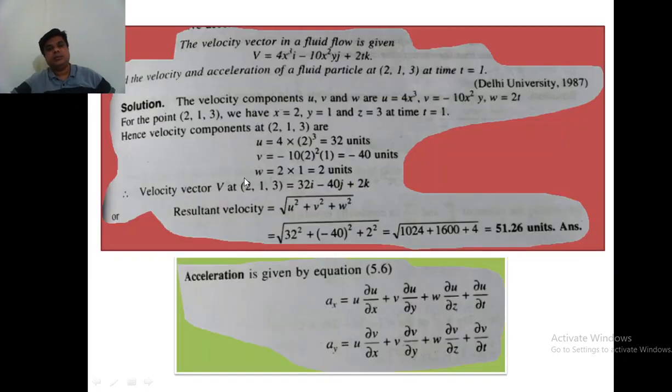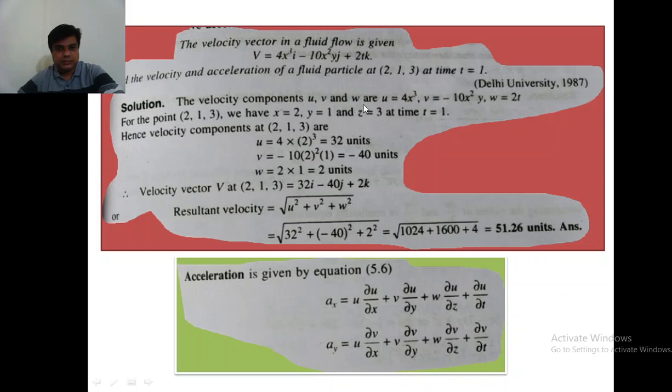So we have one problem here. We have a velocity vector, so velocity is expressed in terms of vectors, where i, j, k are the unit vectors. Here x and y are the variables, it's a 2-dimensional flow, and t is time. We have to find the velocity and acceleration of the fluid particle at these coordinates, and the time is 1 second.